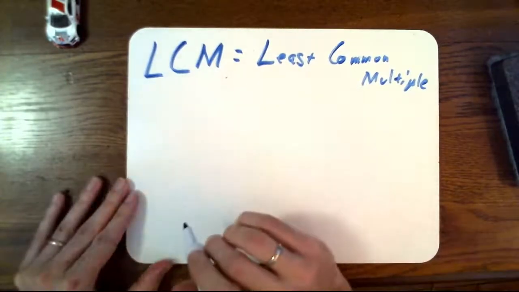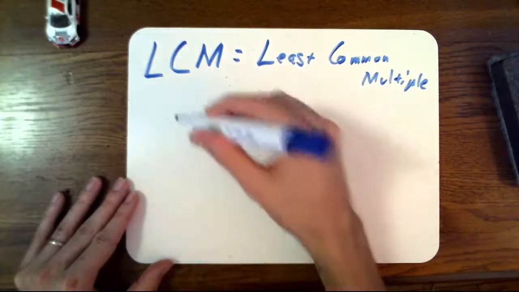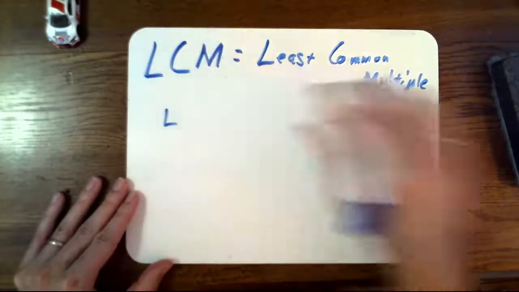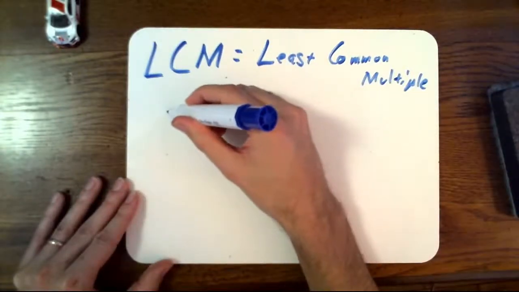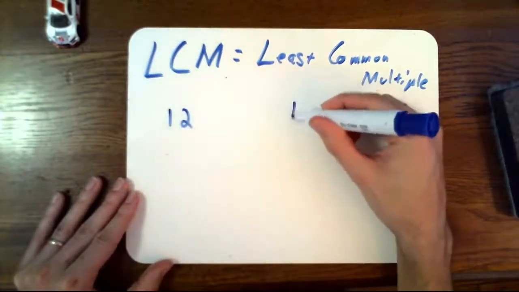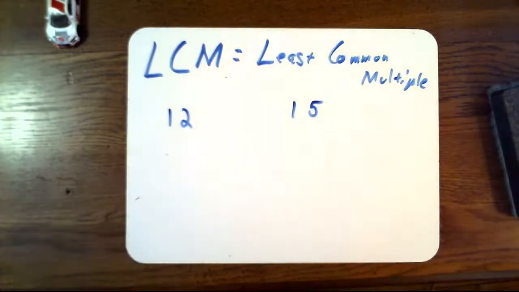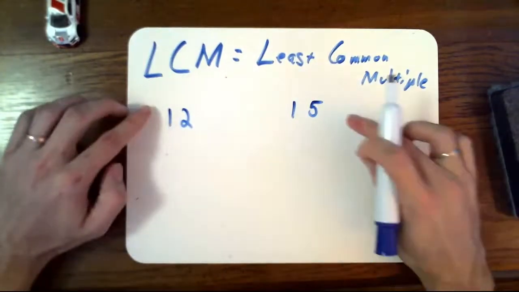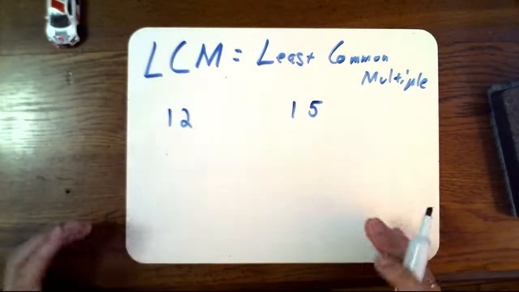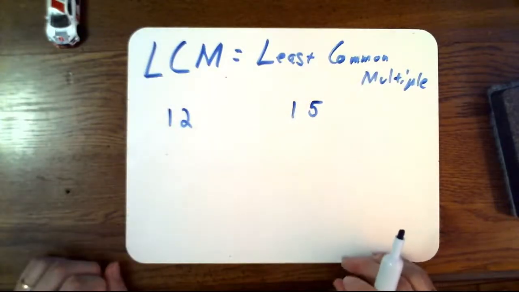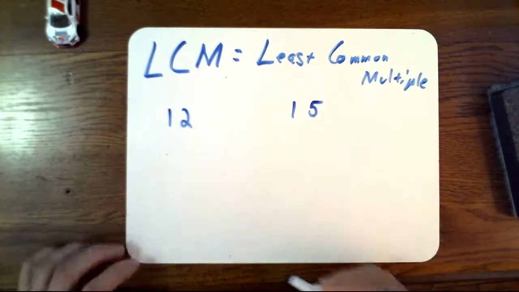Let me think of an example that won't explode in my face. So let's find the LCM between, let's say, 12 and 15. We could write out all the multiples of 12, all the multiples of 15, but that could become very lengthy, and we don't know when exactly we're going to hit the LCM.